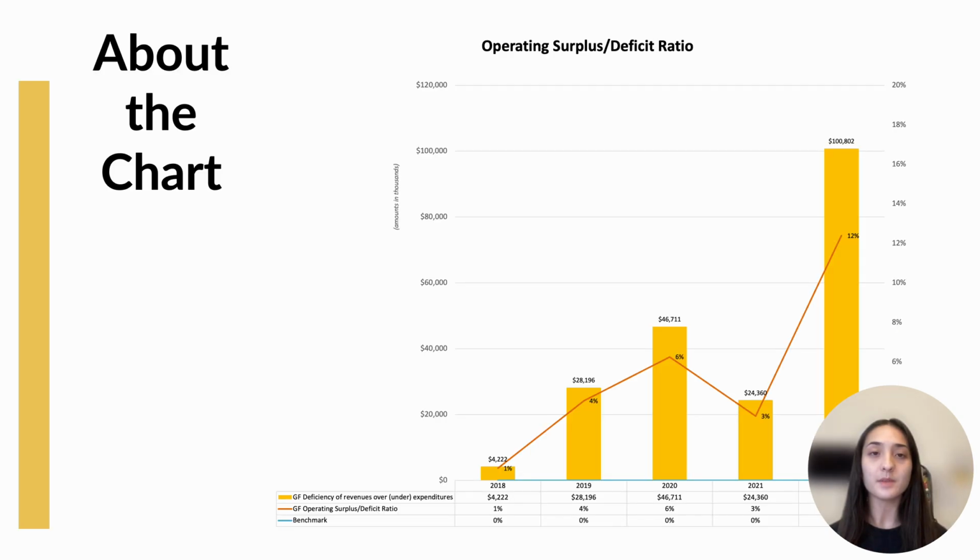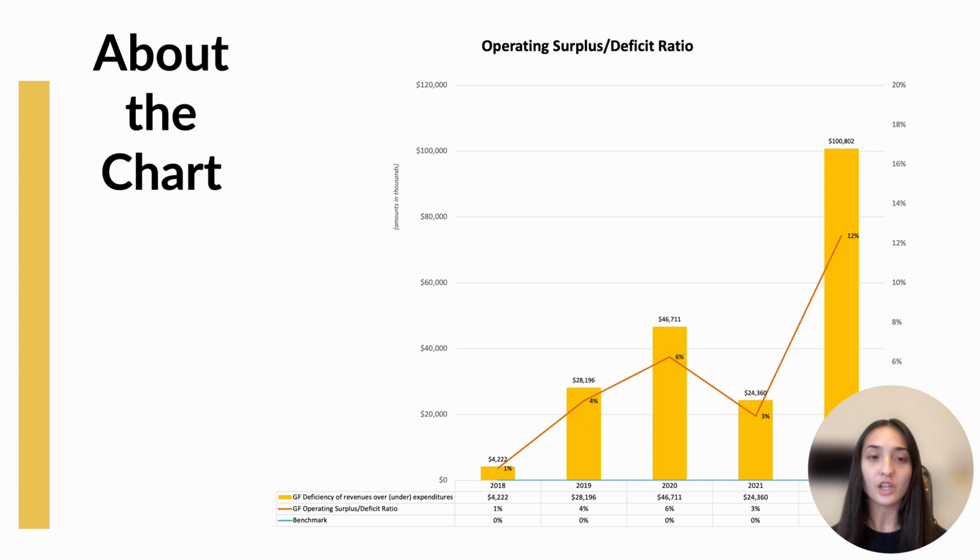So this chart displays the operating surplus and deficit ratio for the Government of Guam's general fund in the fiscal years 2018 to 2022 in thousands. The yellow columns in this chart display the deficiency of revenues over and under expenditures. The red line in this chart displays the operating surplus and deficit ratio, and these numbers were concluded from the formula provided in previous slides. As you can see here, we also have the benchmark trend indicated by the blue line at 0%.